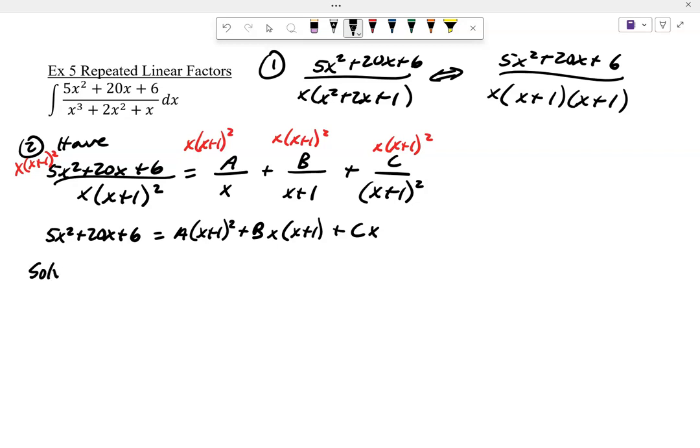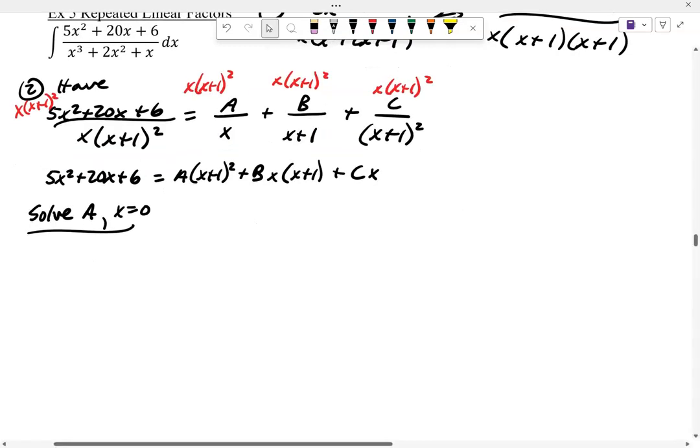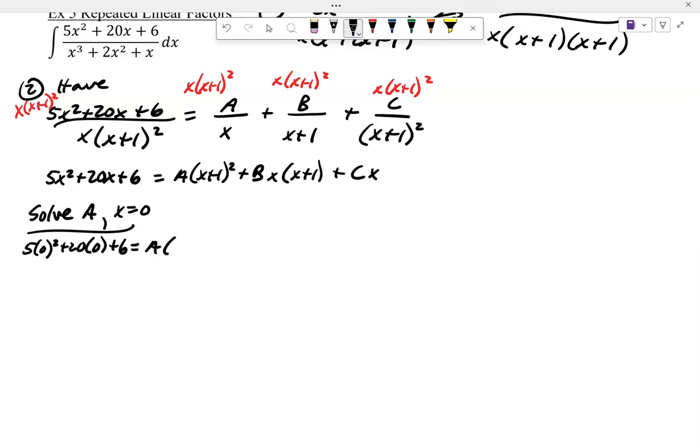So let's solve for A. If I solve for A, notice the B has an x next to it, the C has an x next to it. So I'm going to let x be 0. And that'll help me to solve for A. So 5 times 0 squared plus 20 times 0 plus 6 equals A times 0 plus 1 squared. So I got 6 equals A times 1 squared. So A is 6.